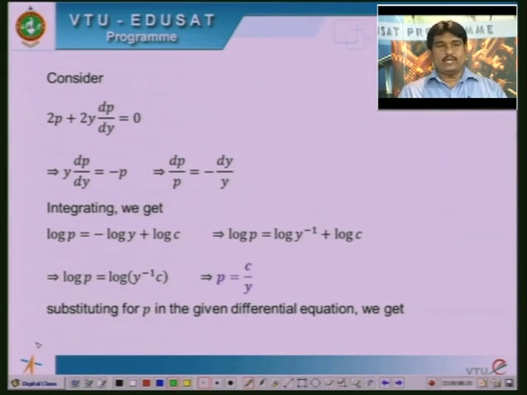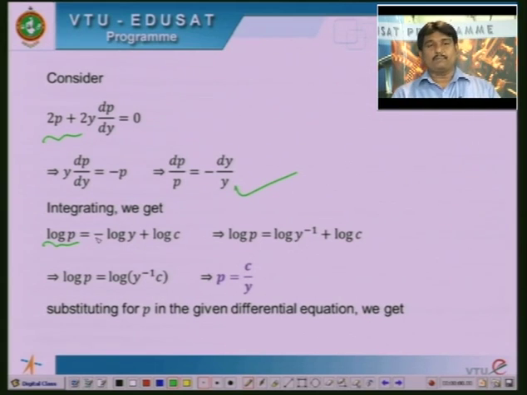You write this as y dp by dy equals minus p after transferring 2p to RHS, and then you solve this equation by the separation of variables technique. dp by p equals minus dy by y, integrate it. Integration of 1 by p is log p, integration of 1 by y is log y with a negative sign, plus constant of integration log c. Use properties of logarithms and simplify it to get p equals c by y.